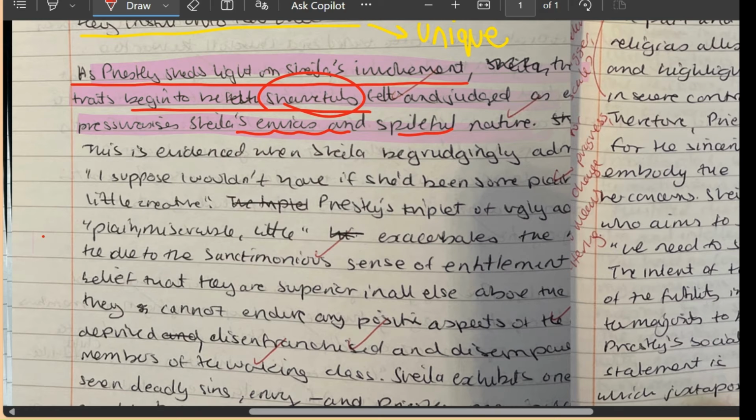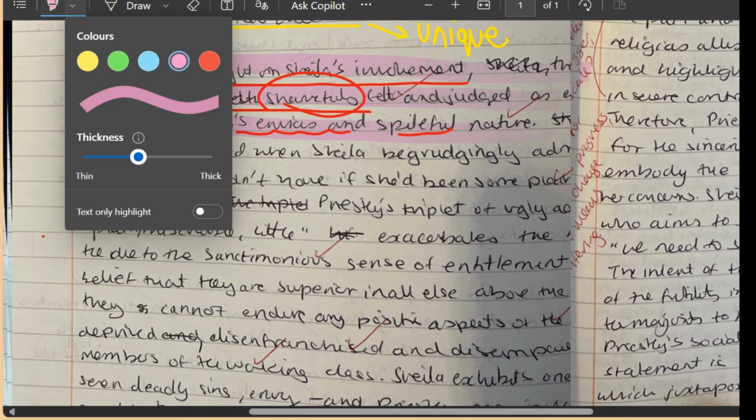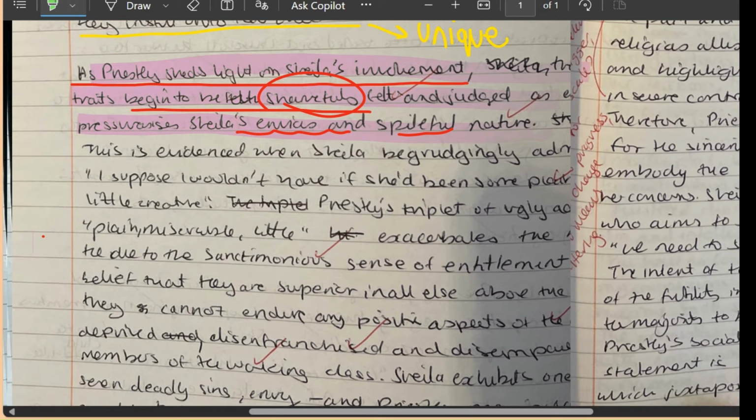This is evidenced, that's a nice way of saying this is shown, when Sheila begrudgingly admits. It's really important, guys, to also put adverbs before when you're talking about how the characters say things, because that also emphasizes your point there. So she begrudgingly admits, "I suppose I wouldn't have said it if she'd been some plain little creature." Okay?